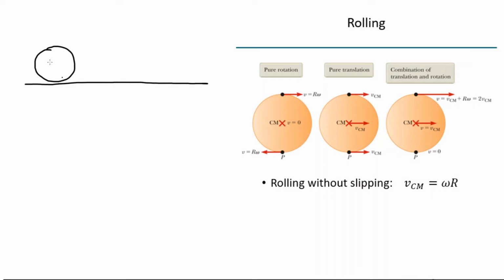So let's think about what happens if a wheel rolls along the ground without slipping. Let's say this wheel here is rotating with some angular velocity omega, and at the same time its center of mass is moving at v center of mass. And this wheel has a radius r. Okay. Well, if it's rolling without slipping, that means that this point never loses contact. That is, it doesn't slip. It just touches the ground and then lifts off as this wheel goes around.